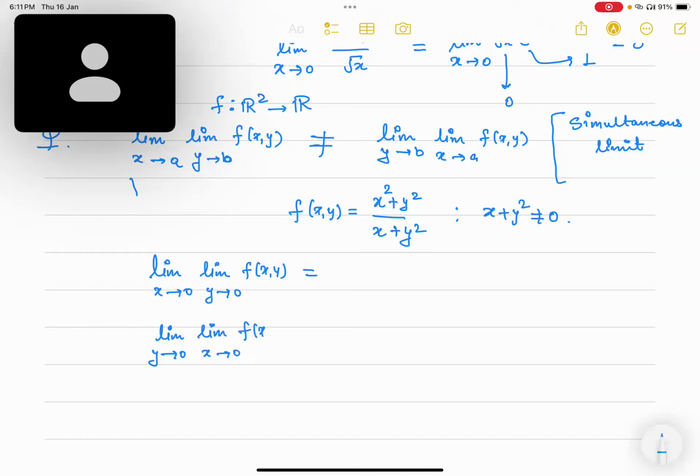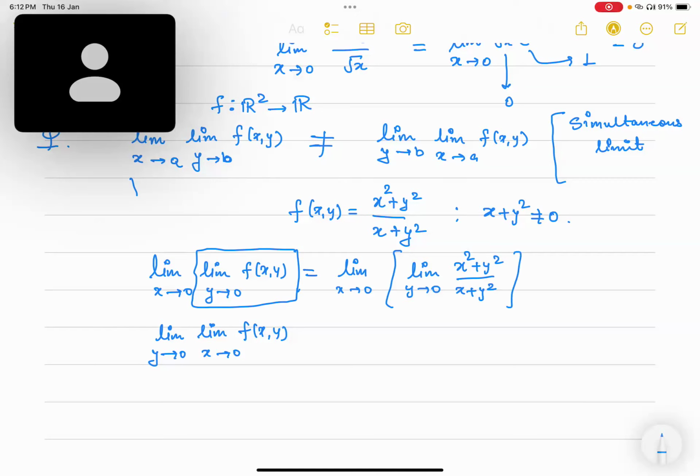Okay, someone is saying 0. Okay, so see this part. Treat x as a constant. So this will be limit x tends to 0. Now we are solving this part, limit y tends to 0, (x square plus y square) upon (x plus y) square. Now y is going to 0, so this part will be 0.